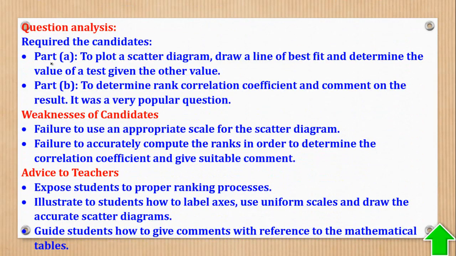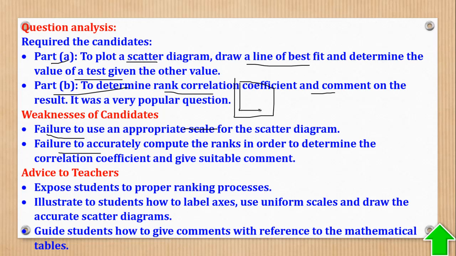So the question required, part A required you to plot a scatter diagram, draw a line of best fit, and determine the value of a test given the other value. Part B required you to determine the rank correlation coefficient and comment on it. The weakness was failure to use an appropriate scale for the scatter diagram. That's why I told you that you leave a very small space just where you will write your figures.